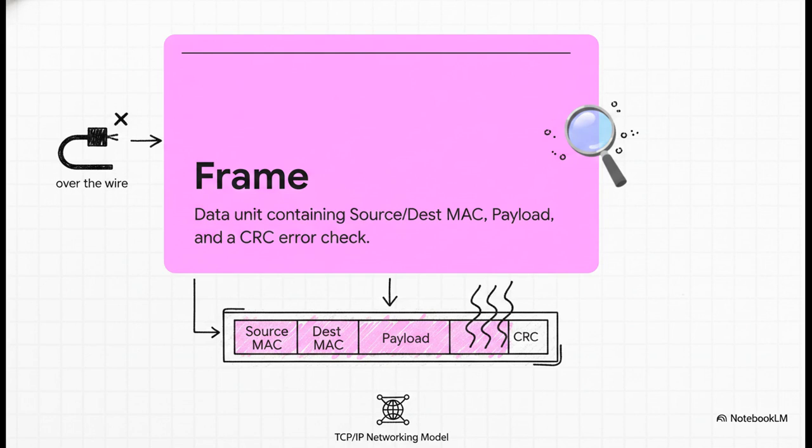Let's look closely at how data actually travels down here at Layer 1. We call the data unit at this level a frame. Think of a frame as the packaging. It wraps up the payload data and slaps on a source MAC address and a destination MAC address.